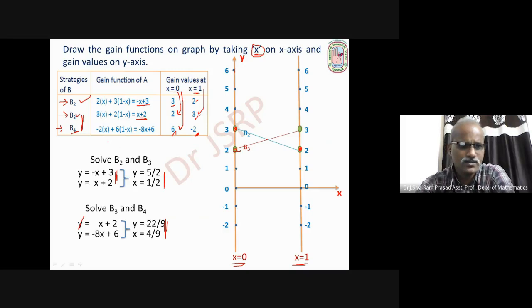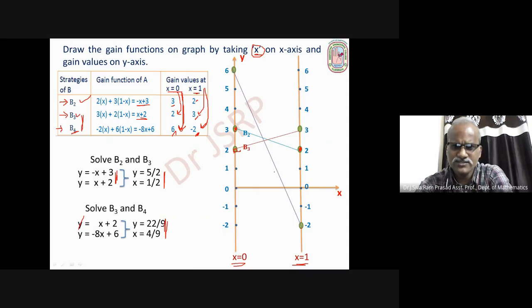Okay, right? So the points on B4 are 0, 6. Okay, so this point. Next, for x equal to 1, minus 2, this point. Okay, so join these 2 points.